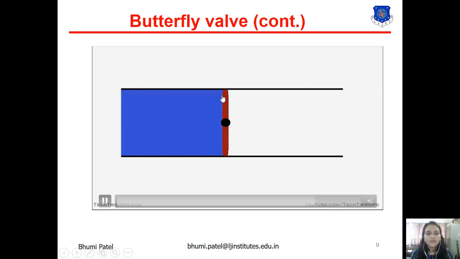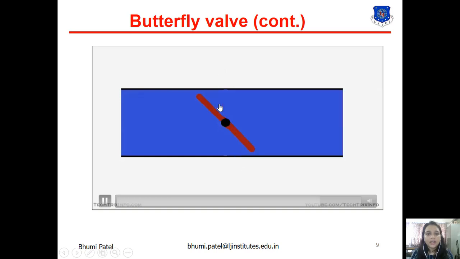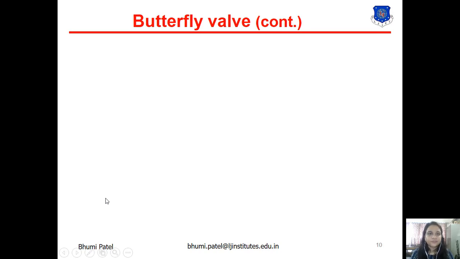This is the side view of the butterfly valve. It shows the fully closed and the fully open connection. So this is the basic working of the butterfly valve.